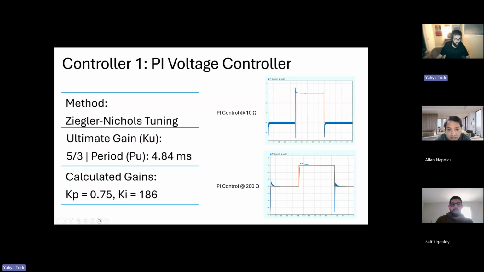And then we found the period of that oscillation, and using that we were able to calculate our Kp and Ki values for our PI controller. And we see here that it resolved our steady state error while maintaining the voltage ripple and CCM mode. And we see also that the voltage ripple, as we calculated earlier, happens at the lower resistance values, and then the more we increase the load, we have less voltage ripple.